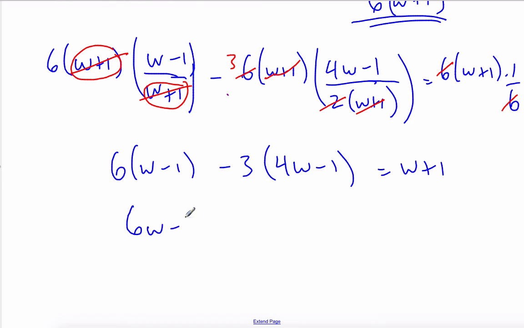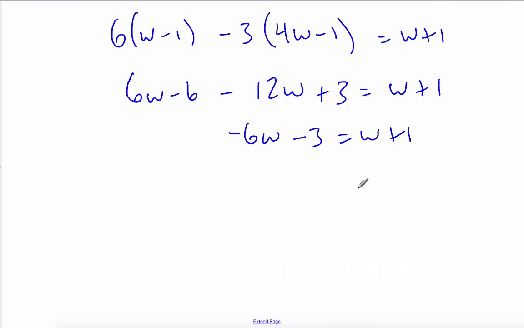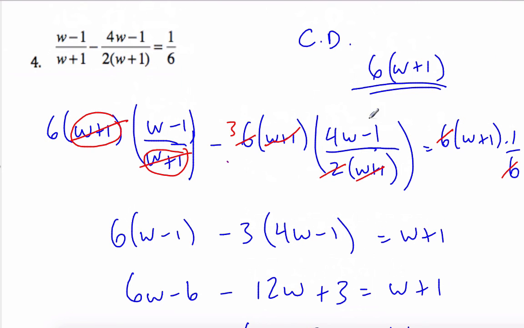So 6w minus 6 minus 12w, be careful here, minus 3 times negative 1 is a positive 3, equal to w plus 1. Collecting like terms, I get negative 6w minus 3 is equal to w plus 1. Subtract the w, add the 3, and I get w is equal to 4 over negative 7. And so that is what w is. This technique of multiplying by the common denominator is a really handy one to take complicated expressions and simplify them down.